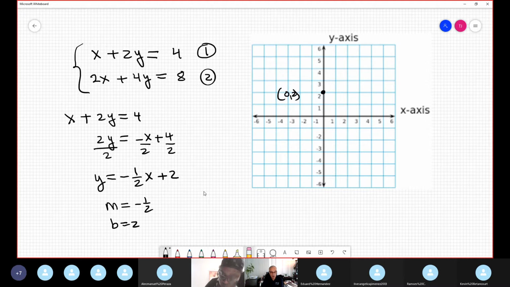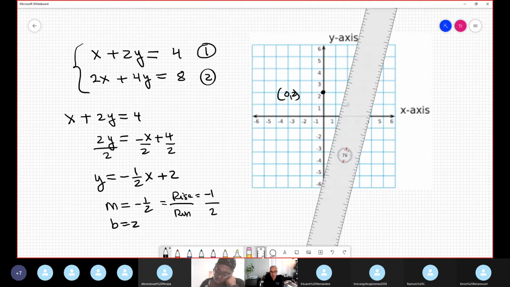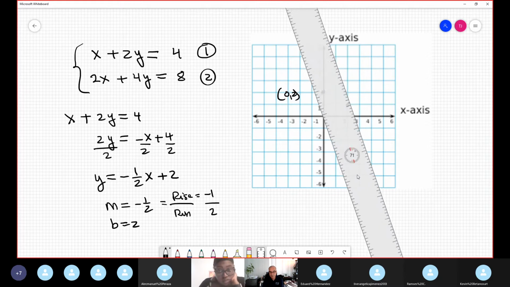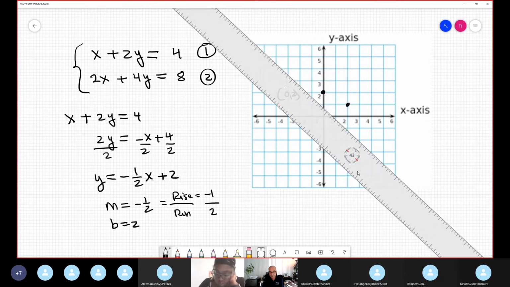According to the slope, I can assume the rise is equal to negative 1 and the run is 2. Remember, when the slope is negative, I assume the negative is in the rise part. It says 1 down, remember rise is vertical, and 2 in that direction. This is my line. That point is the point 2,1.